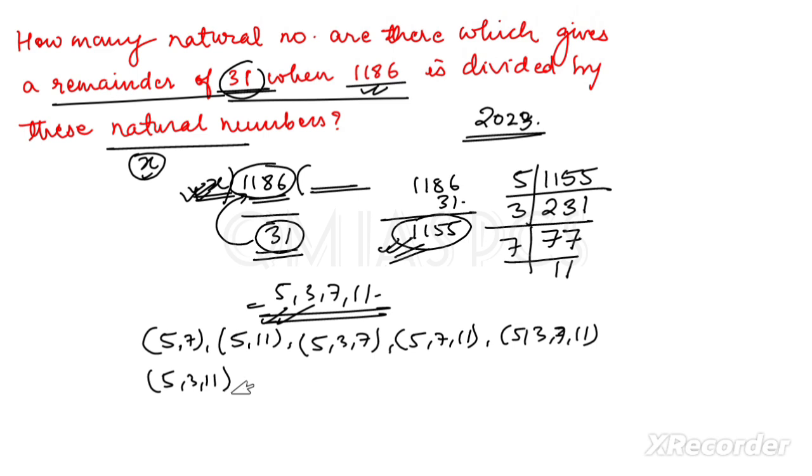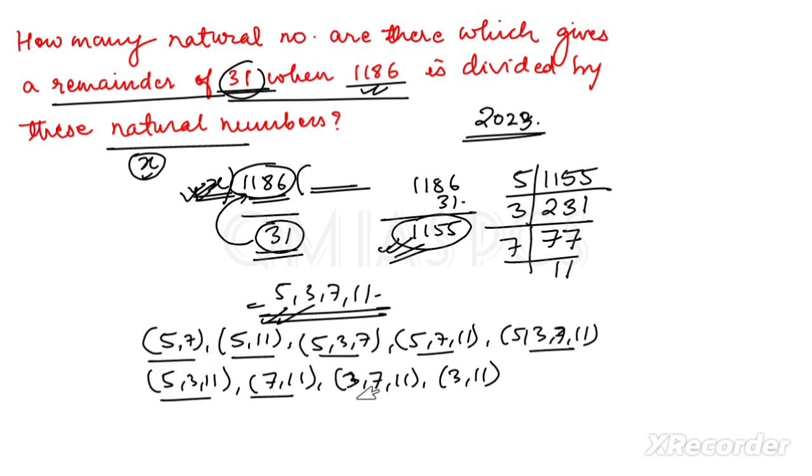Then 7, 11. Then 3, 7, 11 and one more, 3, 11. Tell me if anything is left out. I think these are the possible values. So let's count: 1, 2, 3, 4, 5, 6, 7, 8, 9. So a total of 9 natural numbers are possible here.